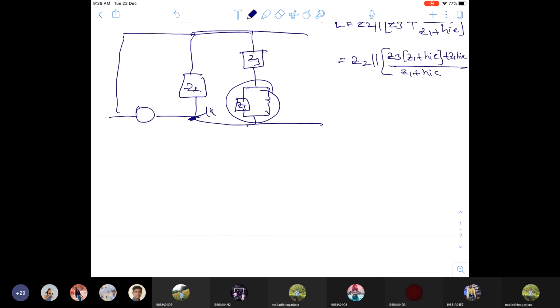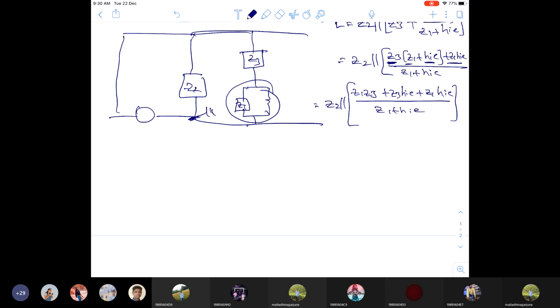So multiply inside: Z1 Z3 plus Z3 HIE plus Z1 HIE divided by Z1 plus HIE. I'm not doing anything, I'm just simplifying. You multiply this Z3 internally: Z3 Z1 plus Z3 HIE plus Z1 HIE. Denominator same. So this is the part.